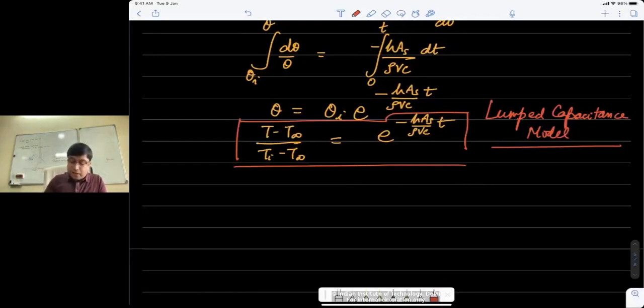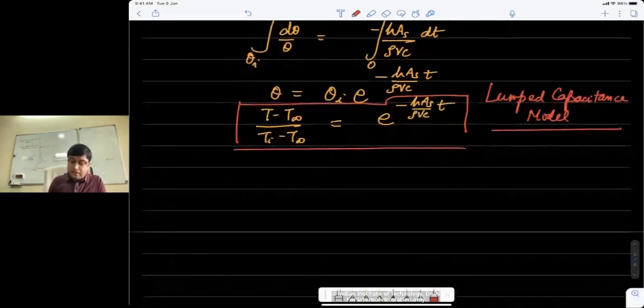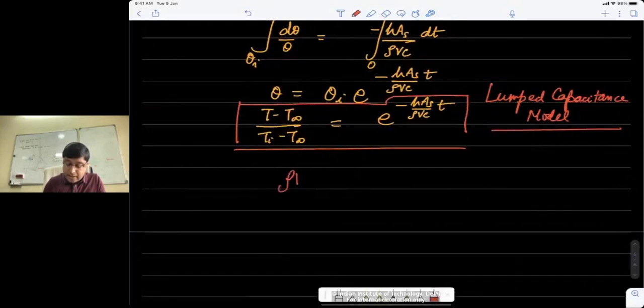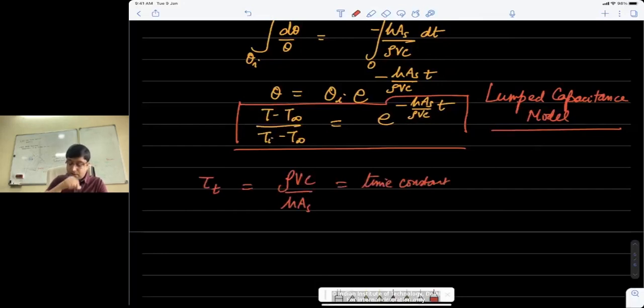So let me say a few things before I look at the limitations of this method. First thing you should notice is, because this left hand side is a non-dimensional number, the right hand side is an exponential of something. So clearly, because there's a time variable there, rho V c by hA_s should have units of time. Okay, this has units of time. So let me define this as some tau_t, sort of like a time constant. And what is this time constant?